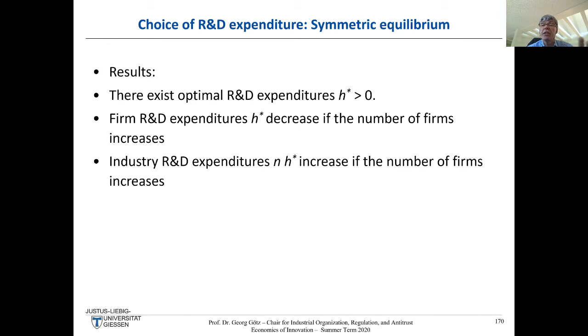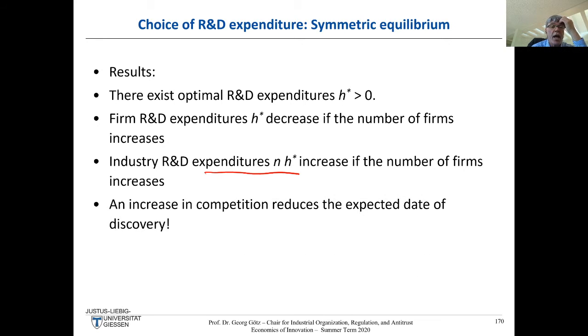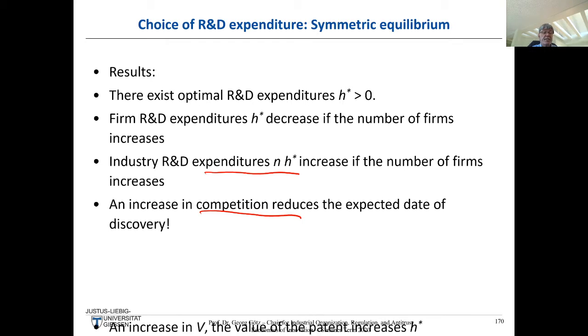There are some models in which this does not hold. In particular, I think the Lee-Wild model, if time allows, I will briefly mention that. This model has a slightly different setup in which we don't have upfront payments, but per period payments. I'm getting back to that. And what I also showed you, that the industry R&D expenditure n times h increases if the number of firms increases, and an increase in competition therefore reduces the expected date of discovery. Okay, again, competition is good in this respect, even though each individual firm invests less.